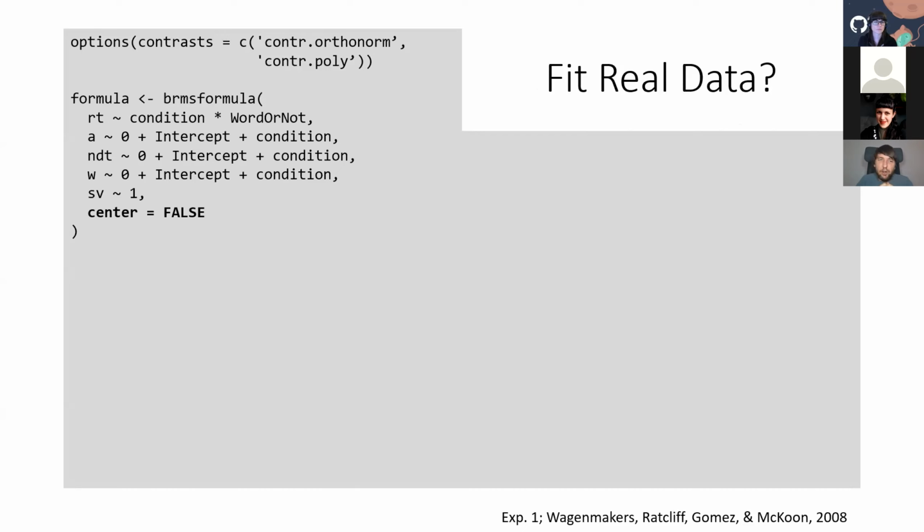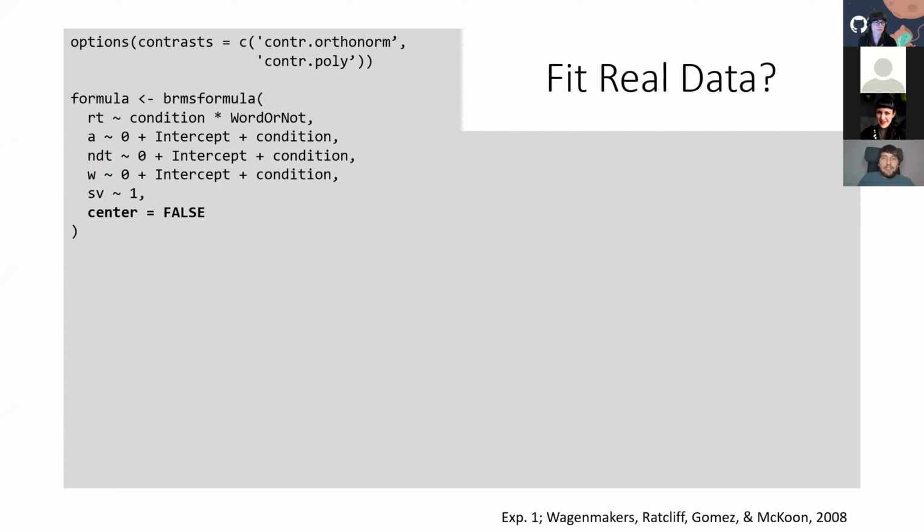Then you can also specify a formula for each of the 5 parameters. The RT in this case is the drift rate, a boundary separation, non-decision time, and start point, and also SV. So far we only fitted the fixed effects model, no random effects model. I'll get back to this later.